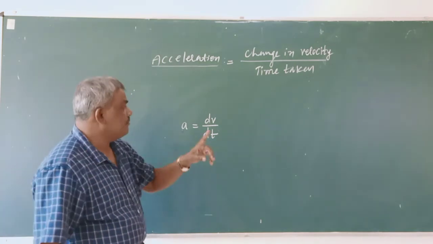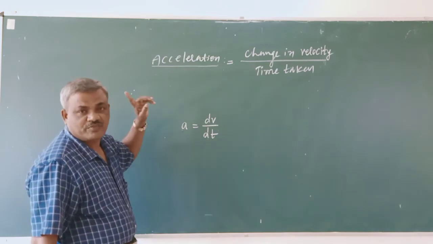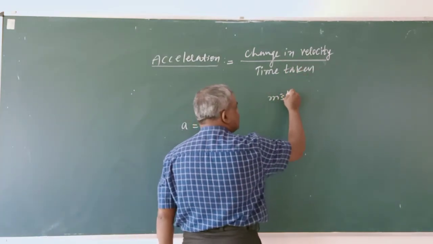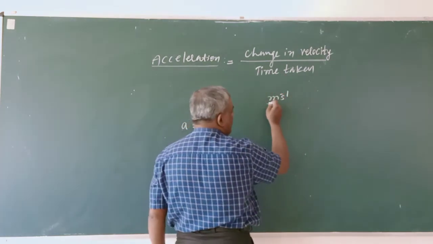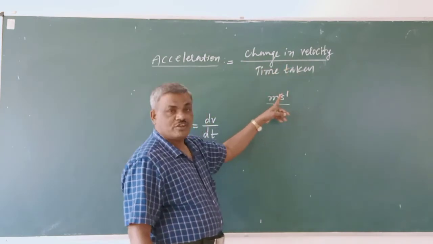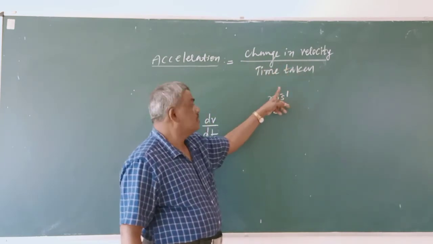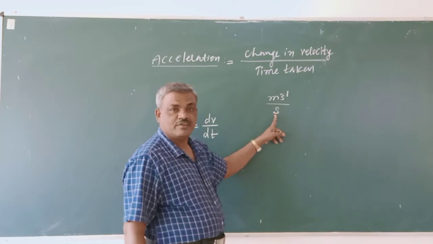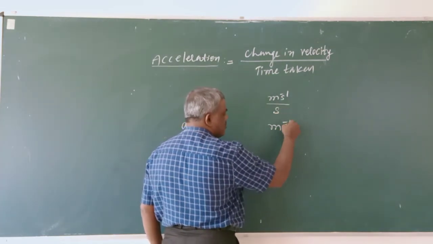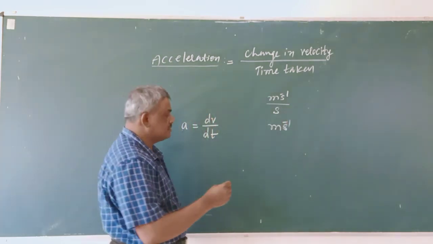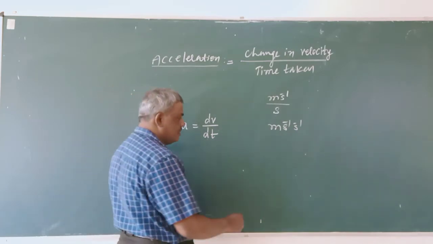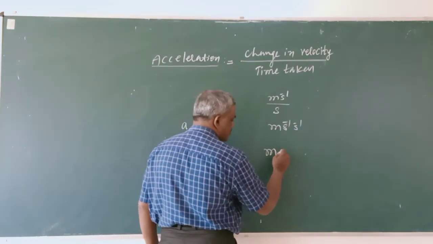What is the unit of acceleration? Now, your velocity unit is meter per second. Your time unit is, yes, second. Velocity unit is meter per second. Time unit is second. So now here, m s to the power of minus 1, and 1 by s is also written as s to the power of minus 1.